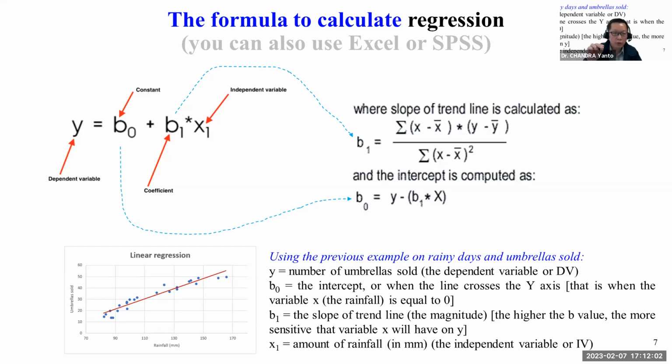With B1, you're interested in what you call the slope of your line, whether the slope is very steep or very shallow, right? And the constant is just where your regression line cuts through the y-axis. Use the example of the people selling umbrellas: y is the number of umbrellas sold, and this is the dependent variable. B null, or B0, is the intercept, so that is where your regression line, the red line, crosses the y-axis.